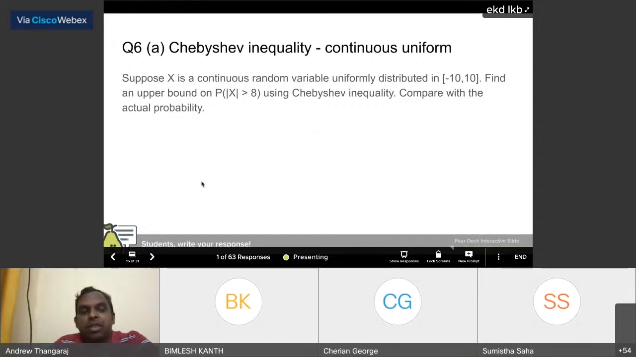Remember Chebyshev's inequality? It says the probability that absolute value of x minus expected value of x is greater than, let's say, some t is less than or equal to variance of x divided by t squared. Okay, remember the t squared, don't forget. That's important. Absolute value of x minus E of x greater than t is less than or equal to variance of x divided by t squared. Okay, so let's use that.